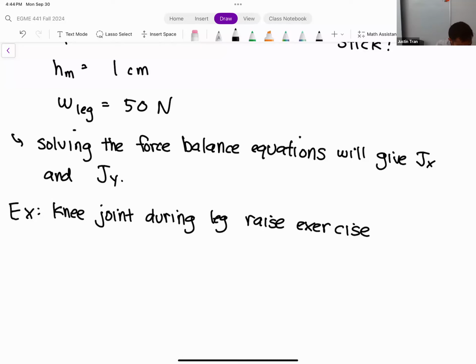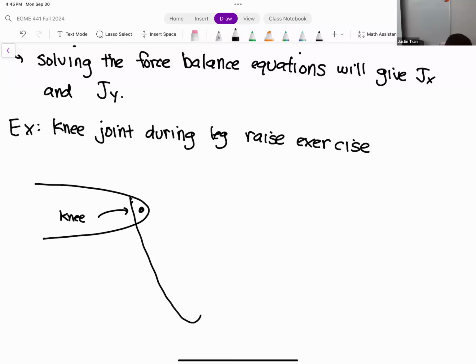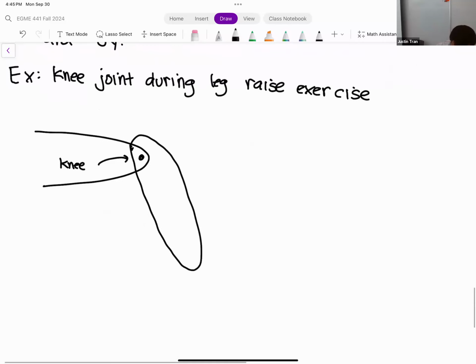Okay. So if you're unfamiliar with the leg raise exercise, sometimes you can do it seated if you want, but for the knee joint, it's mostly done when you're sitting. So let's draw that. And so your thigh is going to be something like this. Okay. This right here is going to be your knee joint. Okay. And so your lower leg will be something like this. Okay. And your foot is down here.